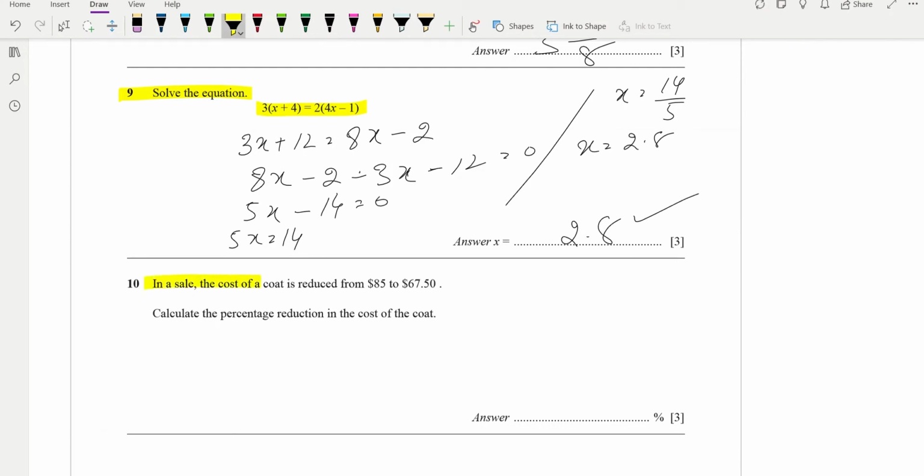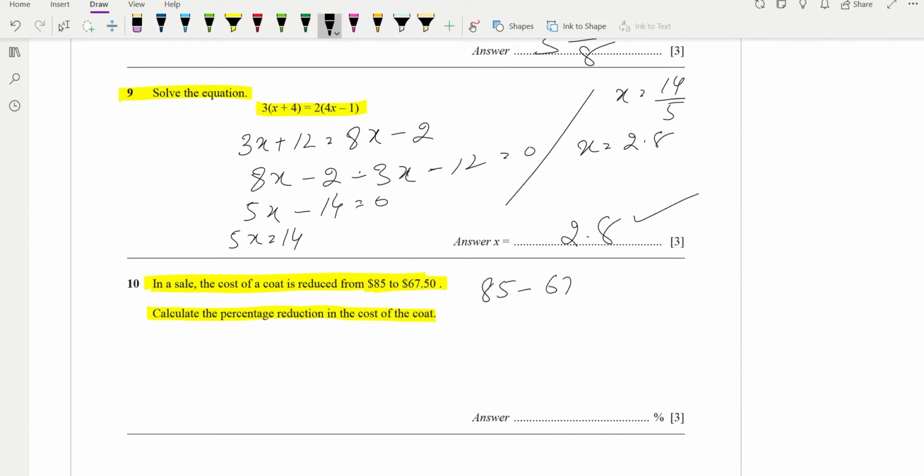Now question number 10, in a sale, the cost of a coat is reduced from 85 to 67.50. Calculate the percentage reduction. So first of all we will calculate the reduction. Reduction in amount is how much?